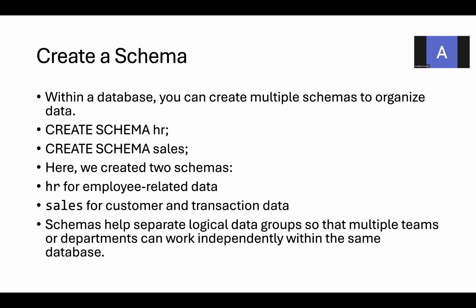For example, you have team A, team B and team C. Team A will be able to access the database company_db and under that they will be working in the sales schema. Team B will be accessing this company_db and they will be working in the HR schema. And team C will be able to access the company_db and they will be able to access both HR and sales schema.